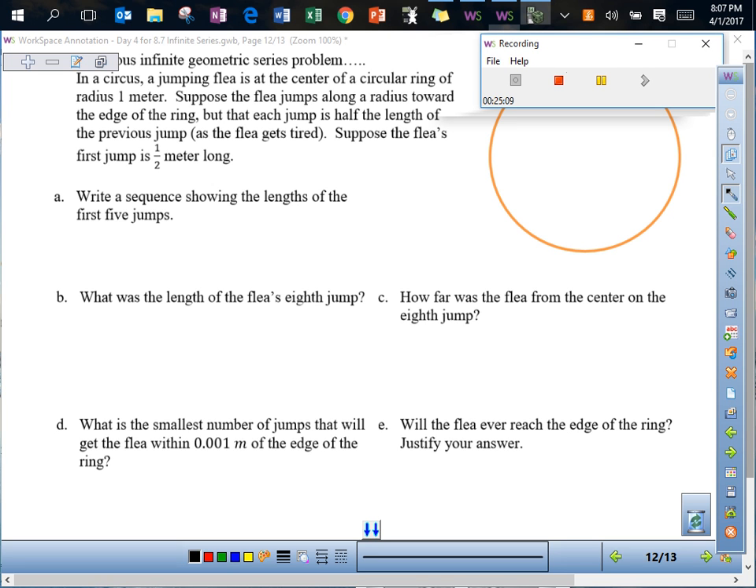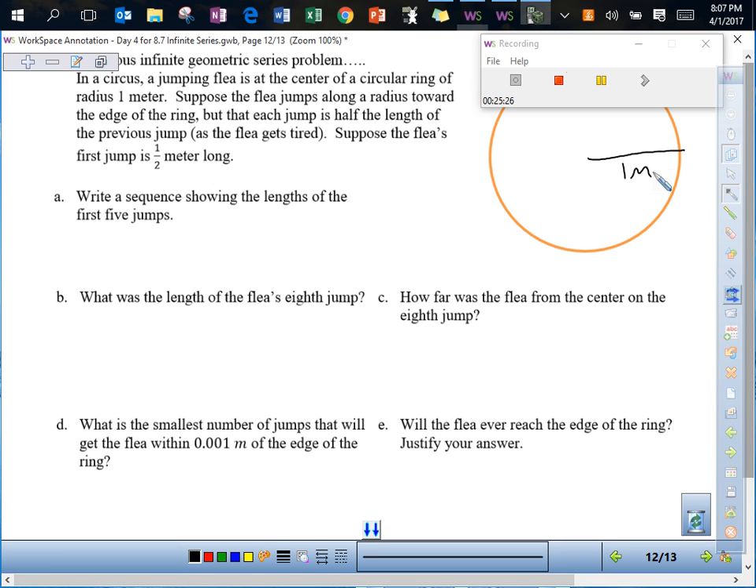Kind of a famous problem, a puzzle problem. It says a famous infinite geometric series problem. In a circus, a jumping flea is at the center of a circular ring of radius 1 meter. So I know I've got a radius of 1 meter. Suppose the flea jumps along the radius towards the edge of the ring, but that each jump is half the length of the previous jump, because the flea gets tired. Suppose the flea's first jump is a ½ meter long.